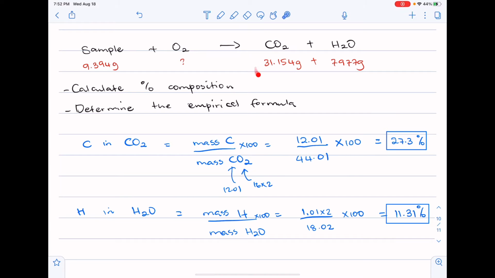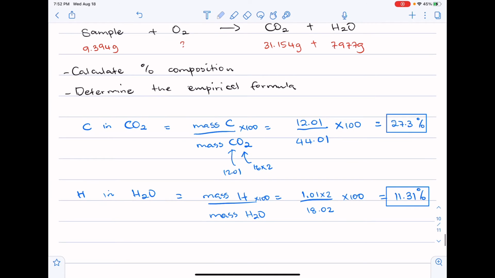Above here, we know that we have a total of 31.154 grams of carbon dioxide. That means that 27.3% of it is carbon. And up here, we have 7.977 grams of H2O. That means that 11.31% of that is hydrogen. So let's do the math there.